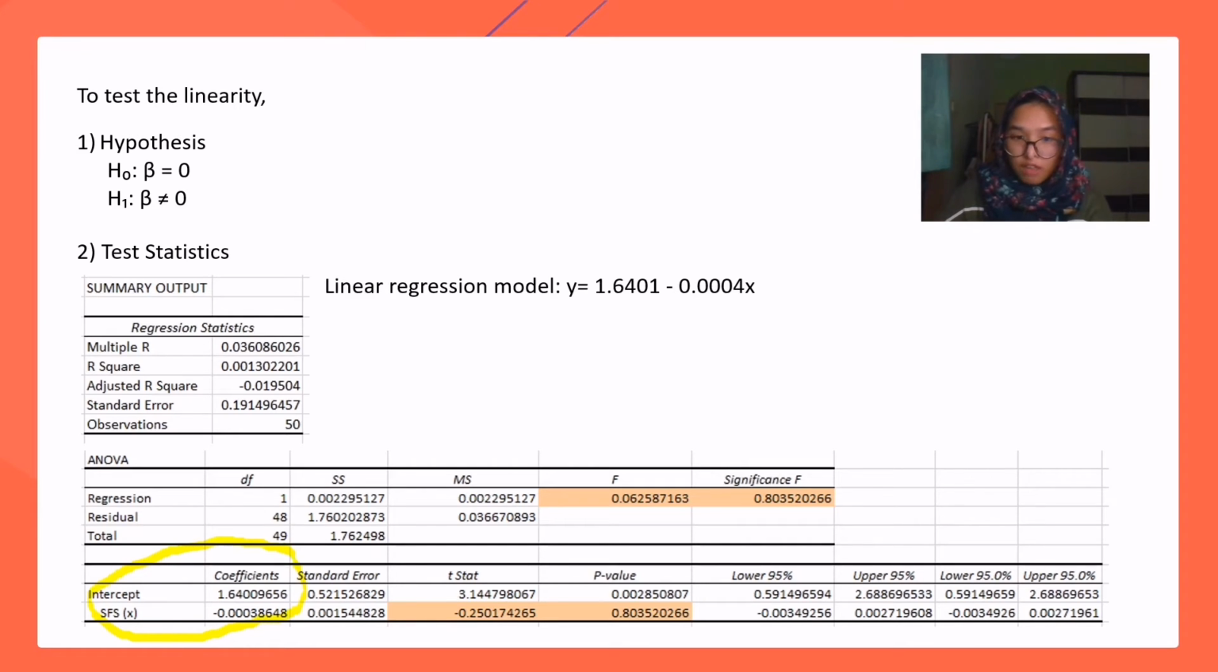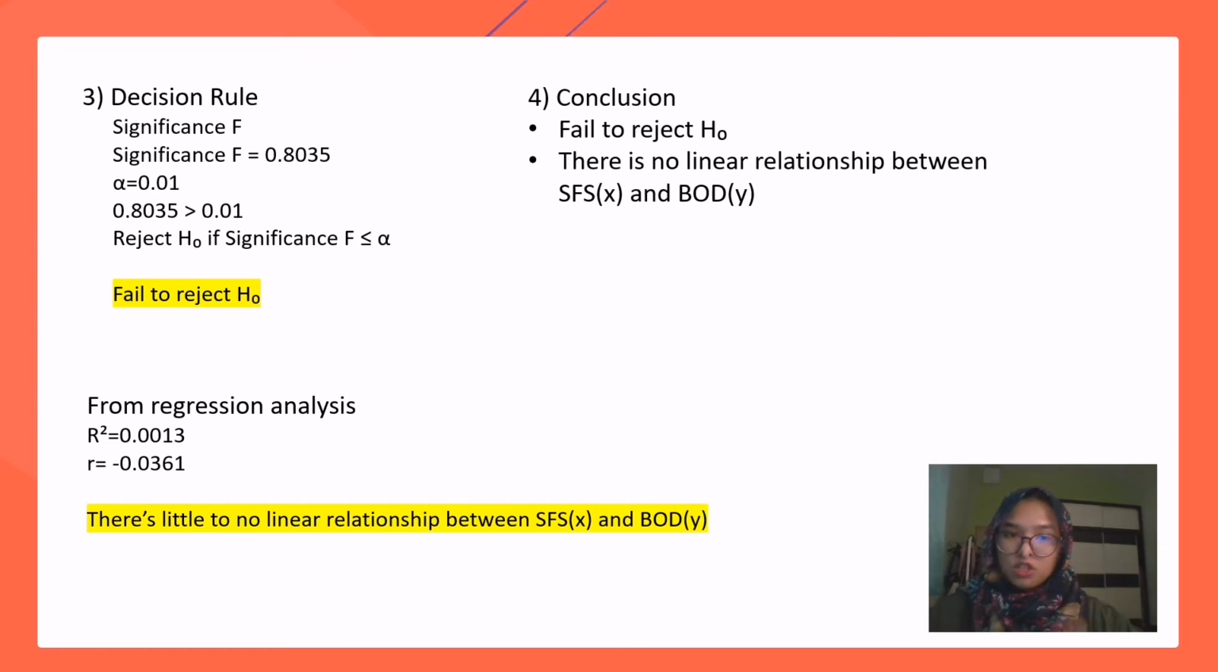Intercept is actually the alpha, while SFS is actually beta. We can simply put the values here into the regression model. And also from the highlighted part here, these are the decision rules that we can use. But for today, as for decision rule, we decided to use significant F to compare with the alpha given.